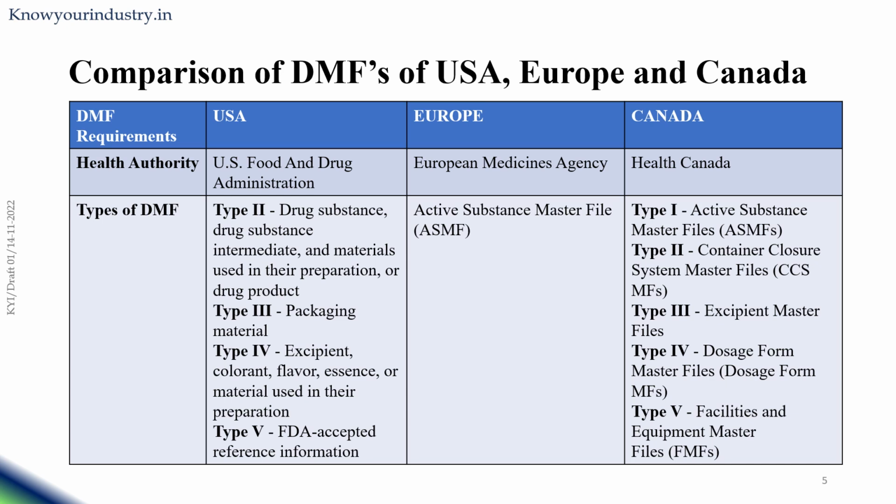In Europe, we call it Active Substance Master File, that is ASMF. And in Canada, again there are 5 types of DMFs. First is Active Substance Master Files, Type 1. Type 2 is for Container Closure System Master Files. Type 3 is for Excipient Master Files. Type 4 is for Dosage Form Master Files. Type 5 is for Facility and Equipment Master Files.